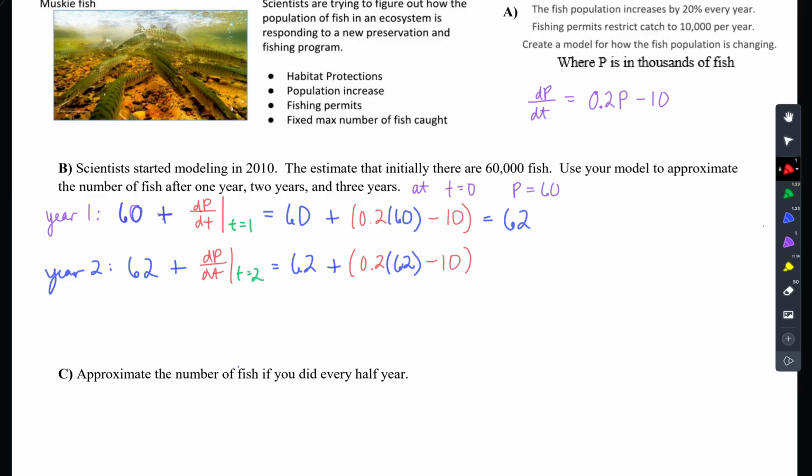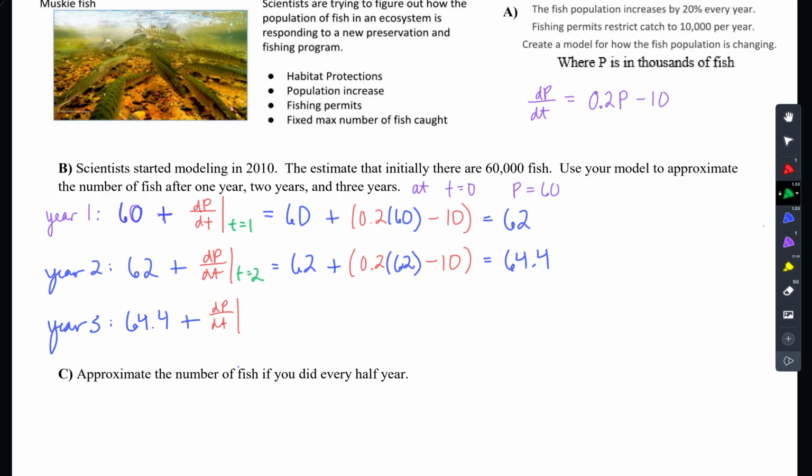And you might be thinking, well, t equals 2, doesn't that make it double? But remember, there's no 2 in here. There's no time unit in there. So it is legit for what it's representing. If you tap that in, you get 64.4. Then year 3 is basically the same thing, but now you're going to use the new population and add in your rate.